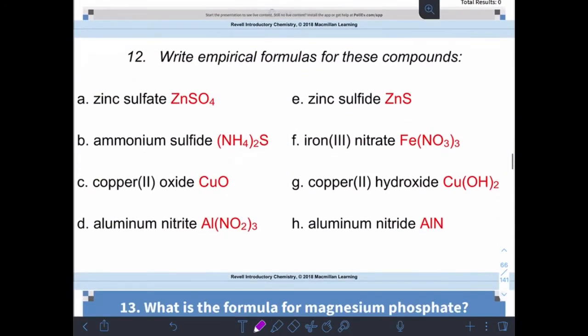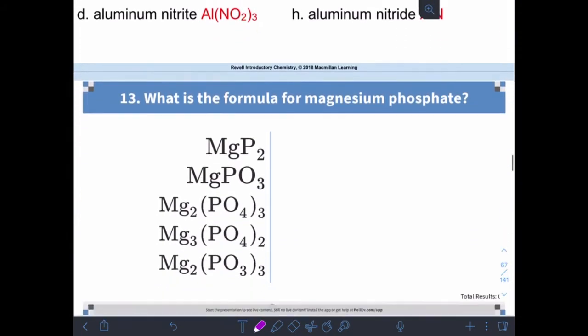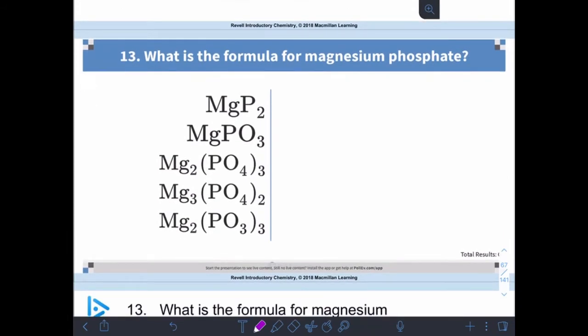So let's see how we did. All right, continuing on with problem 13. So what is the formula for magnesium phosphate? So we just write our ions. So our magnesium ion is magnesium 2+, and the phosphate ion is PO4 3-.